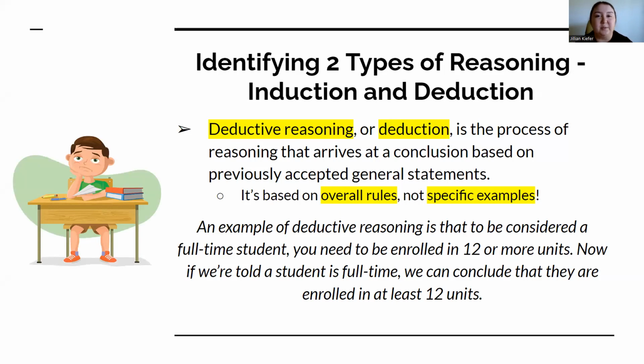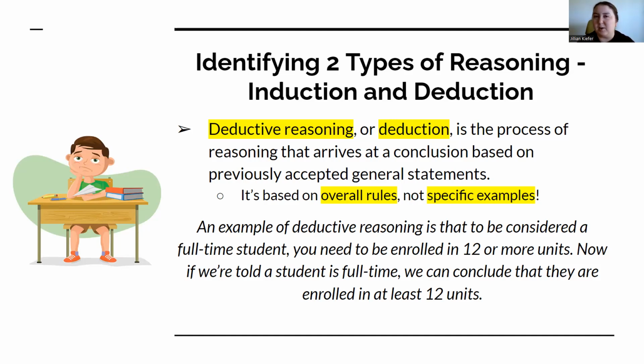So deductive reasoning, or deduction, is the process of reasoning that arrives at a conclusion based on previously accepted general statements. So the main difference here with deduction and induction, we said, was making a conclusion based on examples, specific examples. Deduction is going from a rule or a general statement or a fact and making a conclusion based on that fact. So it's based on overall rules, not examples.